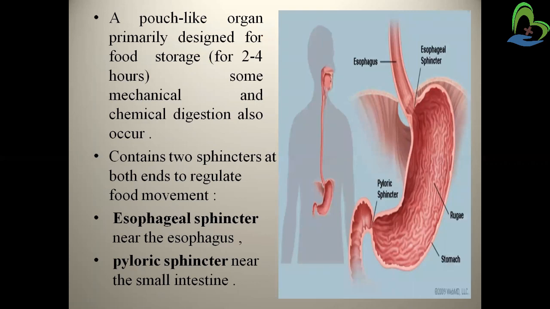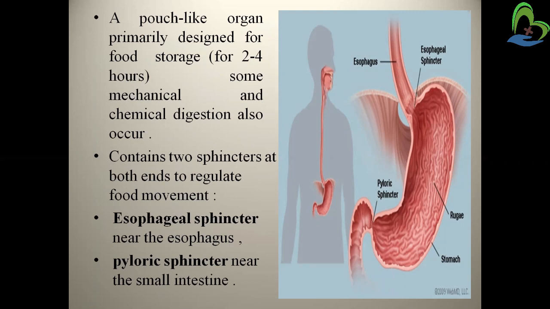As we know, the stomach is a pouch-like structure which is mainly used for the storage of food in our digestive system. The storage of the food occurs for 2 to 4 hours, and some mechanical and chemical digestion also takes place within the stomach.